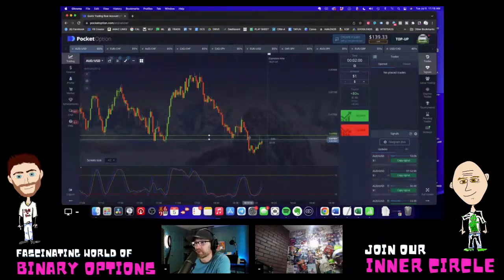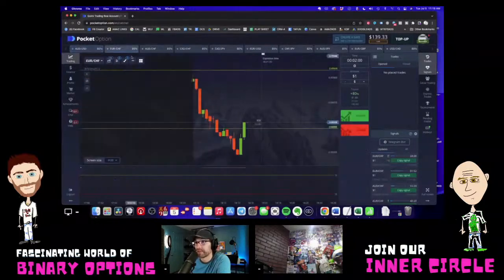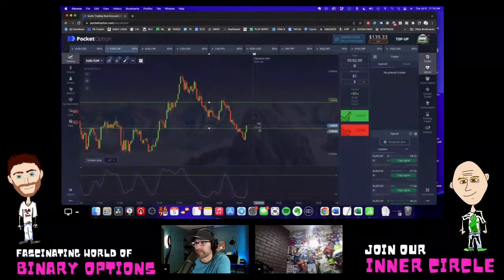I almost took this put right here on this big candle. I almost took this because I knew it was going down. The stochastic was open. It hit this line. I knew it was going to go down. I should have taken that one. But I'm trying to stick to some sort of semblance of normalcy. So I'm not really sure.